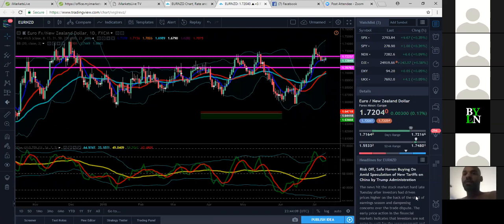Teacups are in every pair. There are 32 pairs here in the regular Forex market. You can look for teacups in all 32 pairs, but only on the higher time frames. On your H1, you're looking for 25 pips. On your H4, you're looking for 50 pips. And on your daily, you're looking for at least 75 pips.